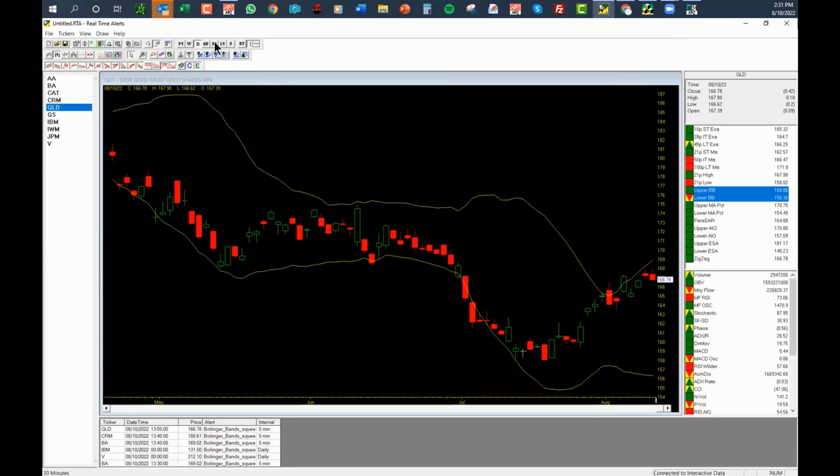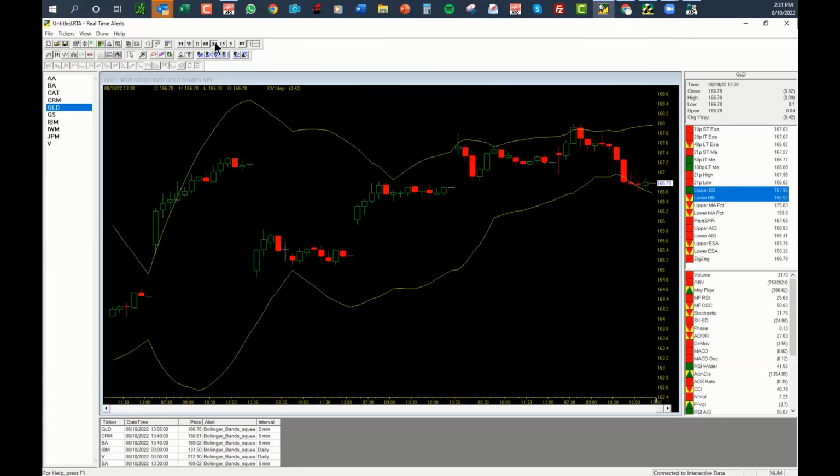When I click on one of these up here, you'll notice what happens immediately. It switches to a real-time view.